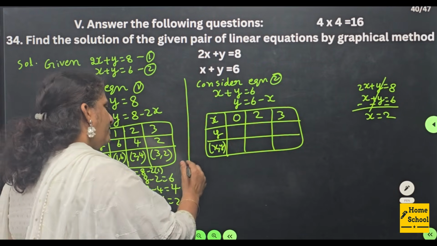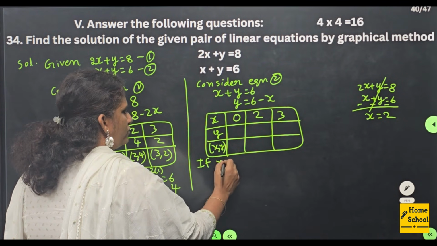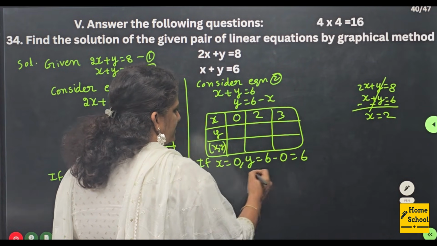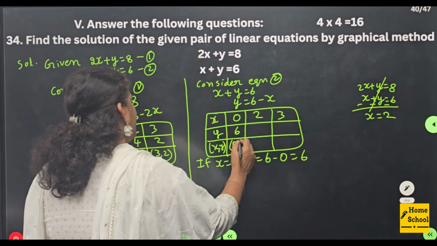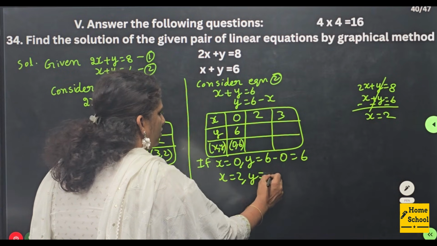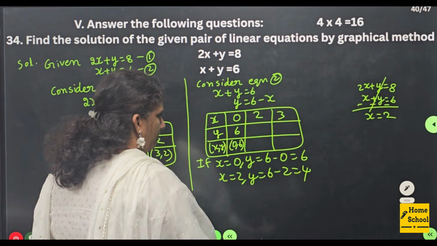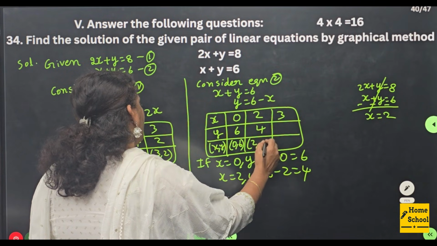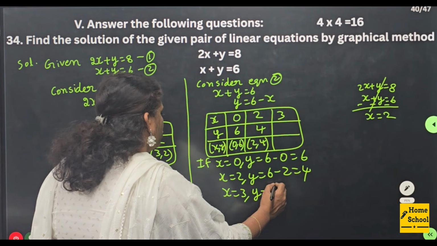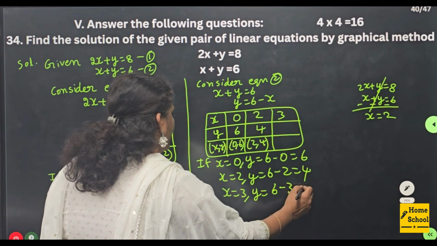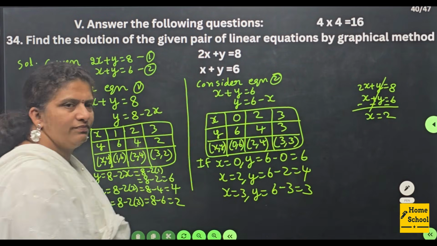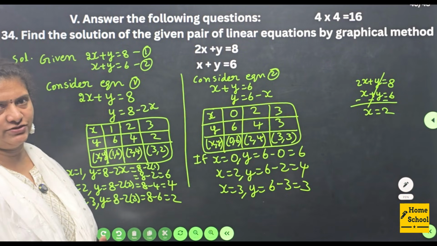Next table, if x is equal to 0, y is equal to 6 minus 0, that is 6. The coordinates are 0, 6. If x is equal to 2, y is equal to 6 minus 2, that is 4. Coordinates are 2, 4. And if x is equal to 3, y is equal to 6 minus 3, that will be 3. So the coordinates are 3, 3. Now let us plot these two tables on a graph sheet.